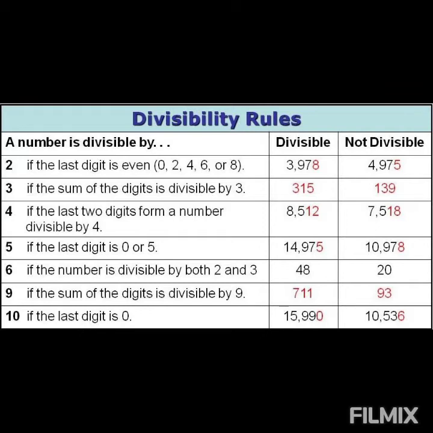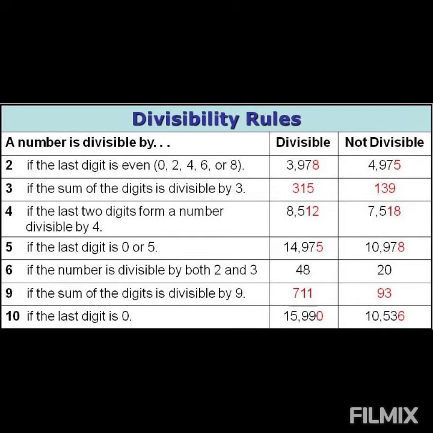Now the divisibility rule for 5. If the last digit is 0 or 5, अगर last digit 0 या 5 होता है, it means the number is divisible by 5. Let's see the divisibility rule for 6. If the number is divisible by both 2 and 3, अगर 2 और 3 दोनों से ही divisible है, then it will be divisible by 6 also.